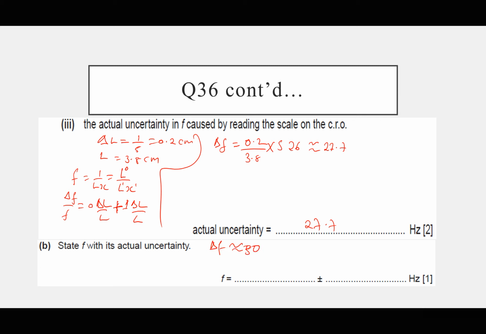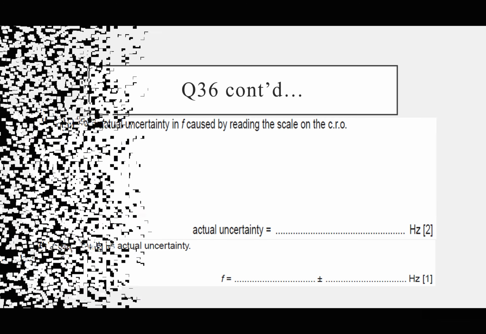So I will write F as 530 plus or minus 30, with the absolute uncertainty ending with 1 zero. So this will be 530 as our value of F. Okay, let's continue next.